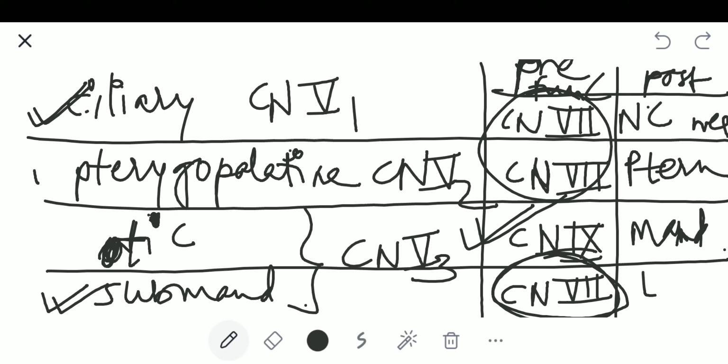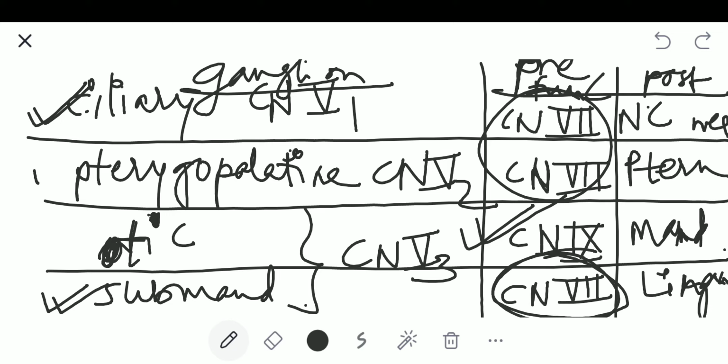And here again, the lingual nerve, which is a branch of the mandibular nerve. So this is very simple. This is about ganglia, and this is ganglia and pre and post. This is the most confusing part.